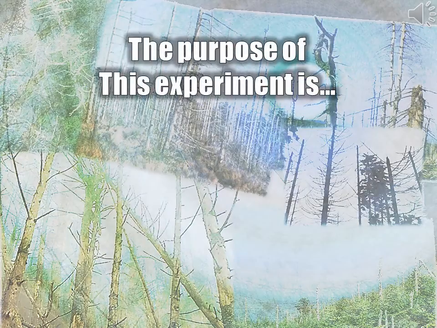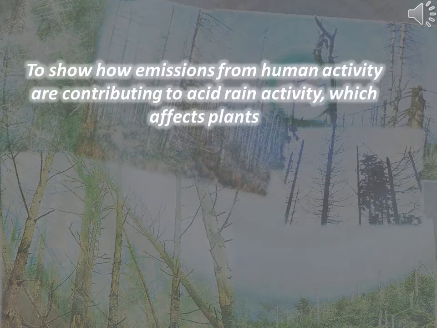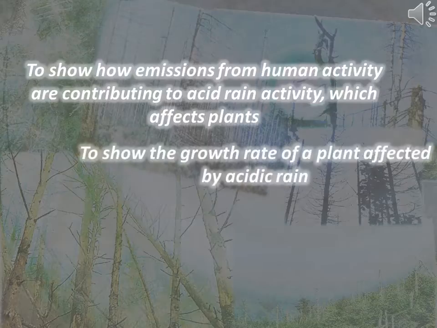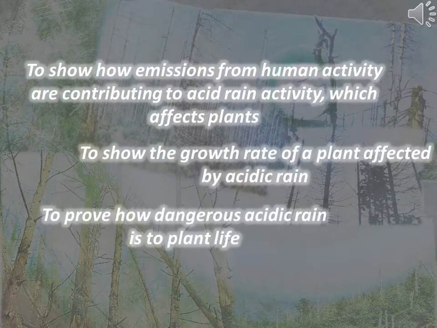The purpose of this experiment is to show how emissions from human activity are affecting plants, to show how growth rate of plants is affected by acidic rain, and to prove how dangerous acidic rain is to plant life.